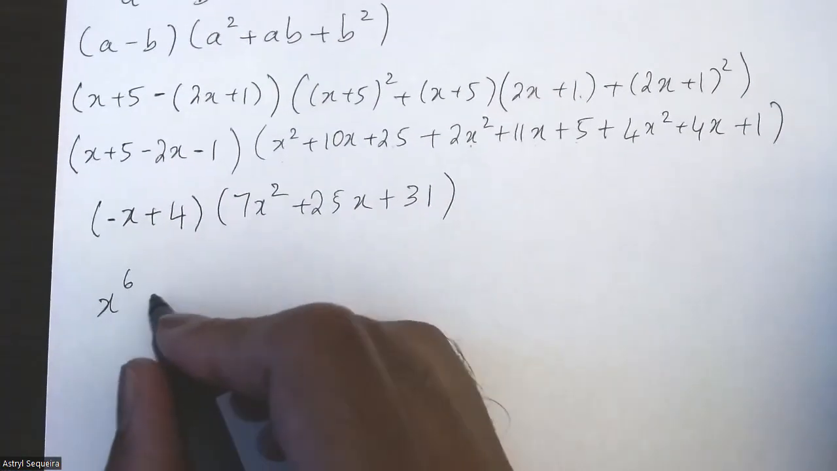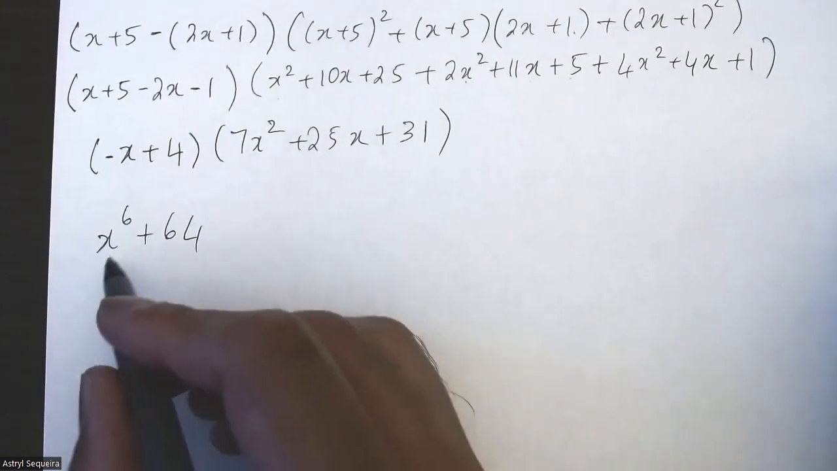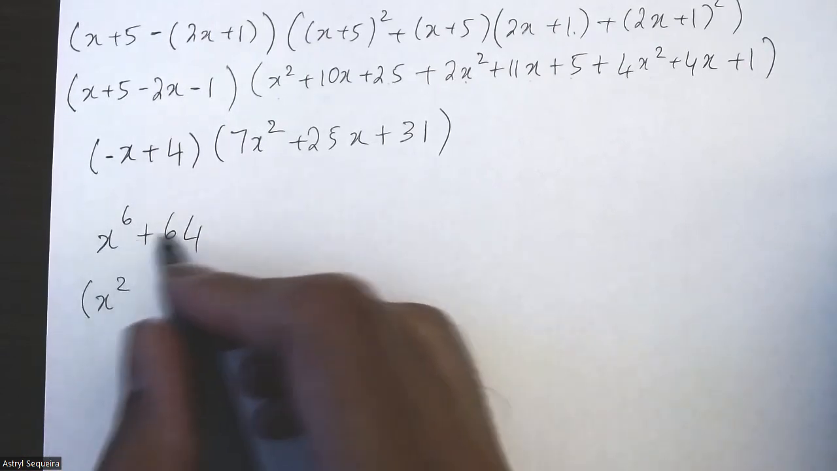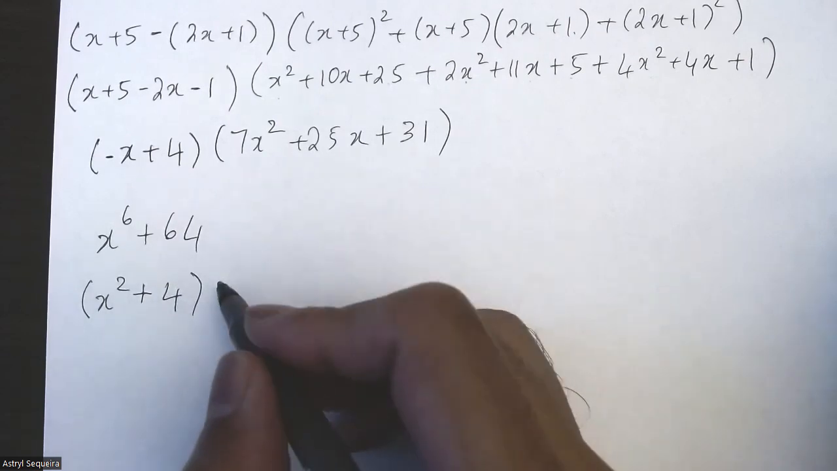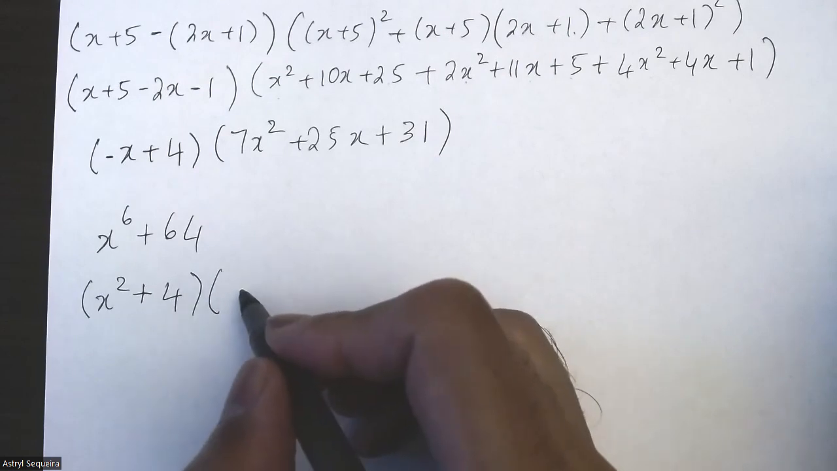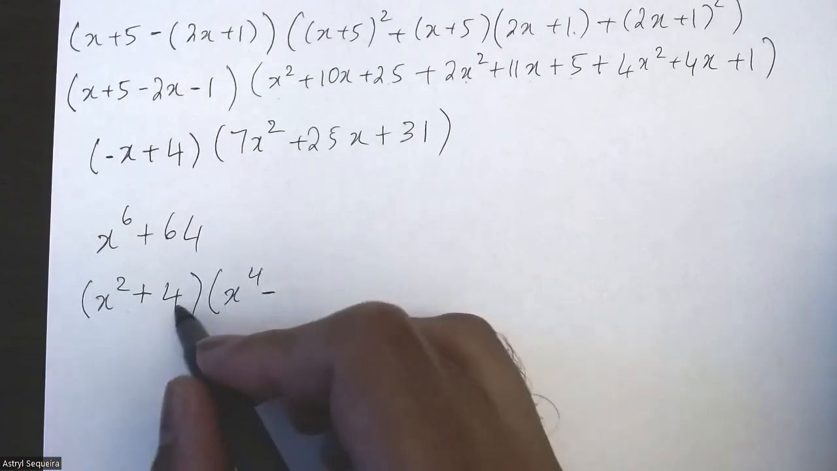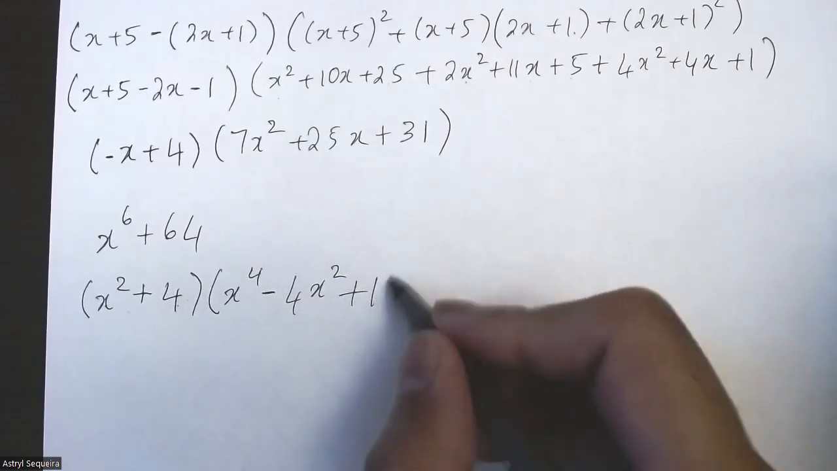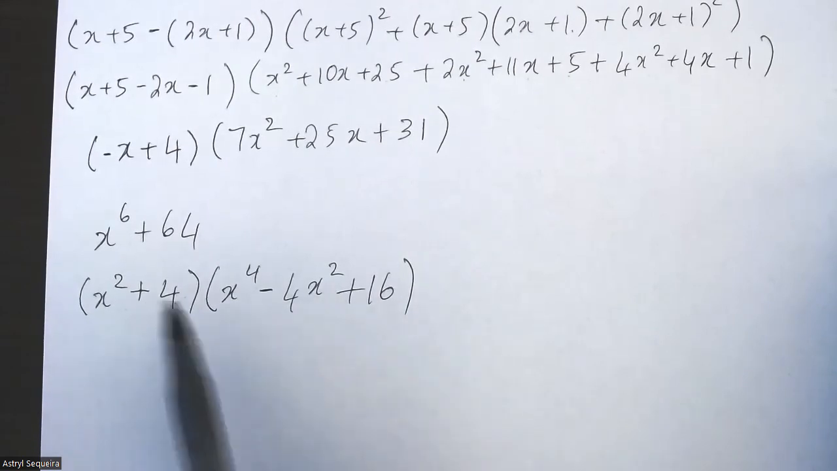And let's do the final question here at the bottom, x to the 6 plus 64. So if I do sum of cubes on this, the cube root of x to the 6 is just x squared plus 4. And then this is going to be x squared times x squared, which is x to the 4. The sign here is the opposite. 4 times x squared is 4x squared. And 4 times 4 is 16. That will be my final solution because I cannot factor either of these further in this case.